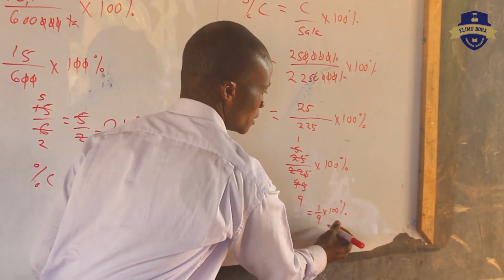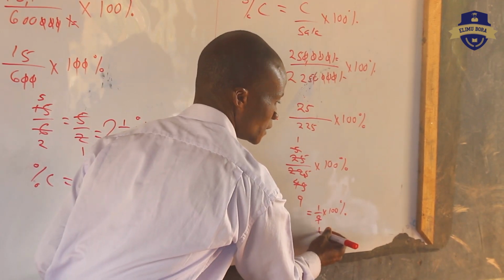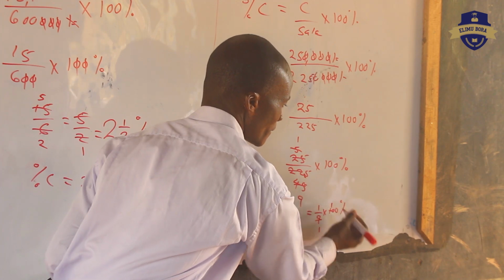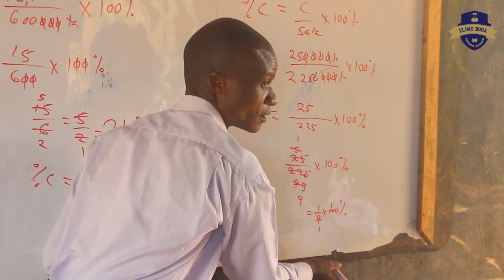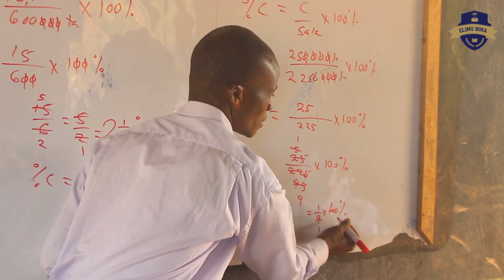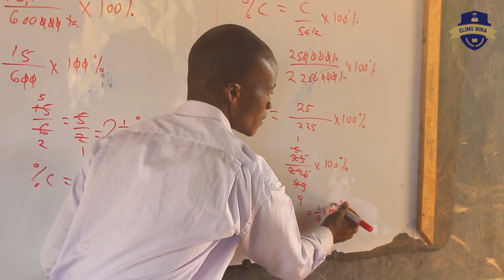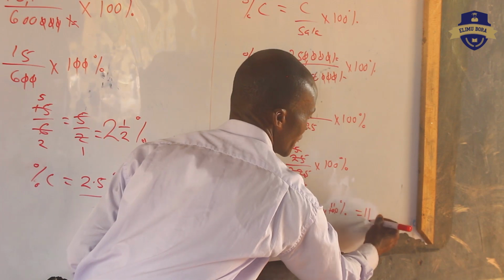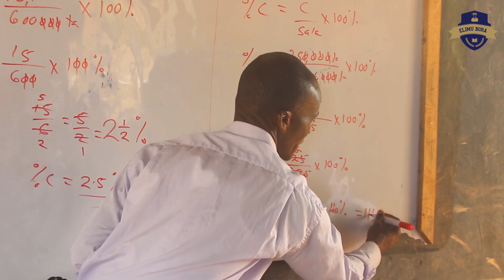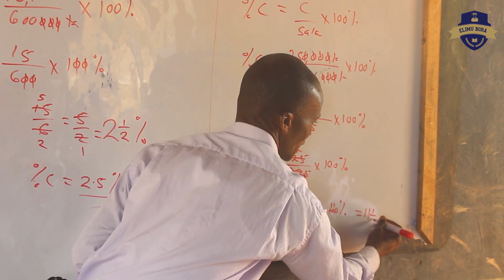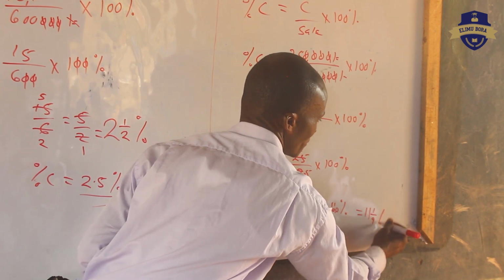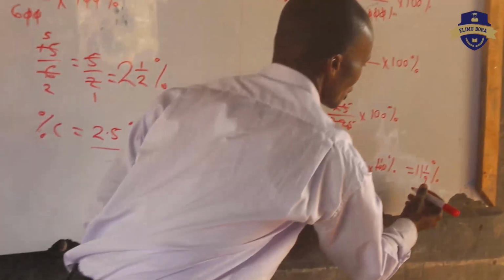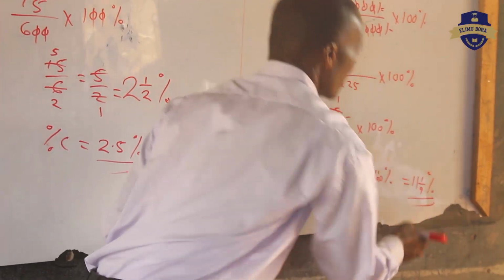Then now 9 here is 1. Is it over? No. So it will give you 11, remainder 1 out of 9. So it is 11 and 1 out of 9 percent. That becomes our percentage commission.